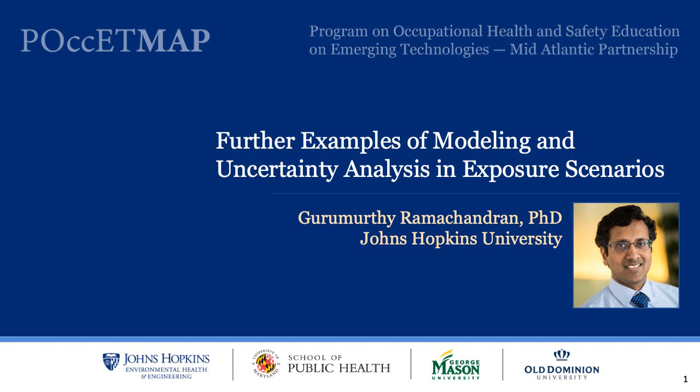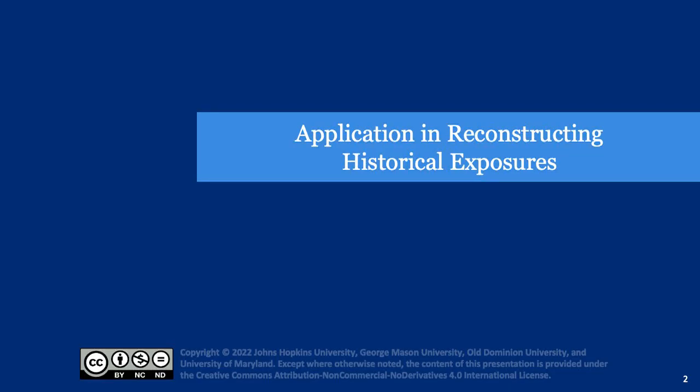And in the past few lectures, we have been discussing various exposure models. And then we also discussed the idea of uncertainty analysis and how parameter uncertainty translates into the uncertainty in model outputs. And what we are going to do today is talk about applying both modeling and uncertainty analysis in two different examples. The first one is an application in reconstructing historical exposures.